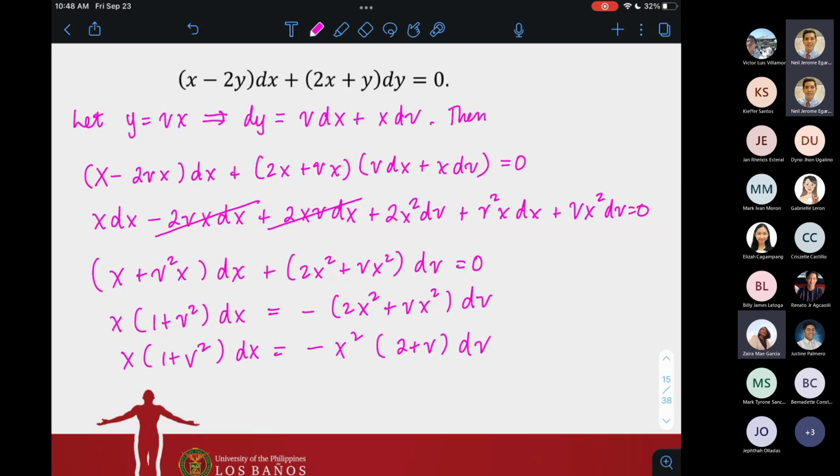Tapos separable ba to? Well, we can divide both sides by 1 plus v squared para mawala yung may v squared dito sa kaliwa. Pupunta siya sa kanan. Tapos sa kanan, magdi-divide naman ako both sides ng x squared para mawala yung x squared dun sa kanan. So indeed, it is a separable differential equation. In particular, in separated form, this looks like what? x over x squared, so that's going to be x to the negative 1 dx equals negative of 2 plus v over 1 plus v squared dv.